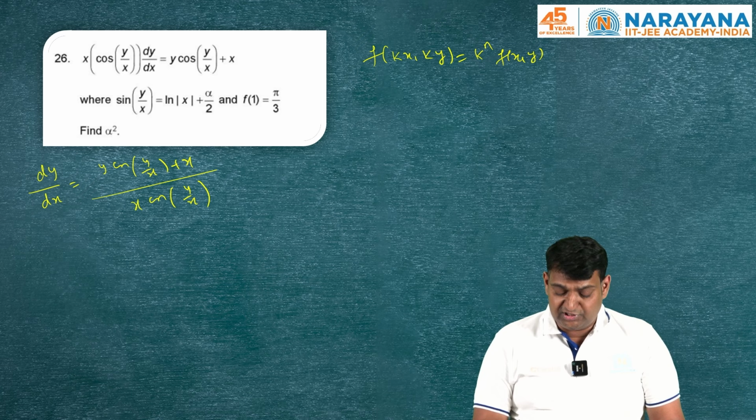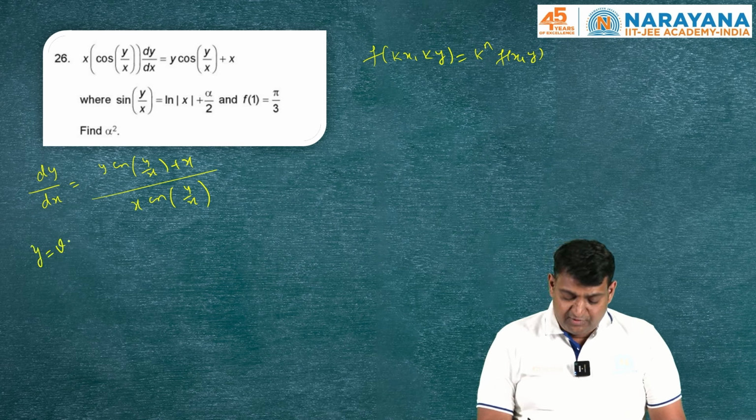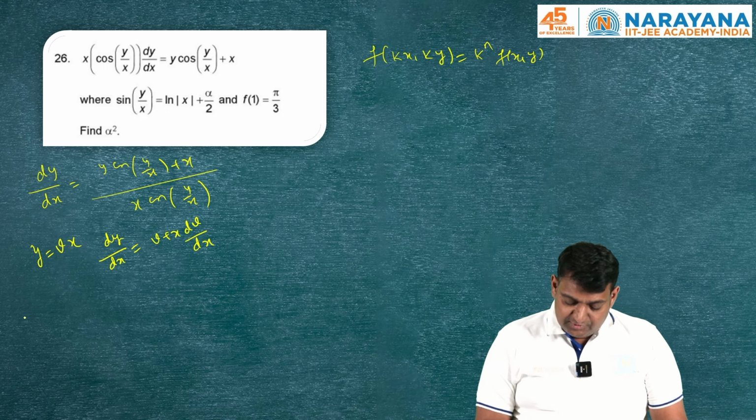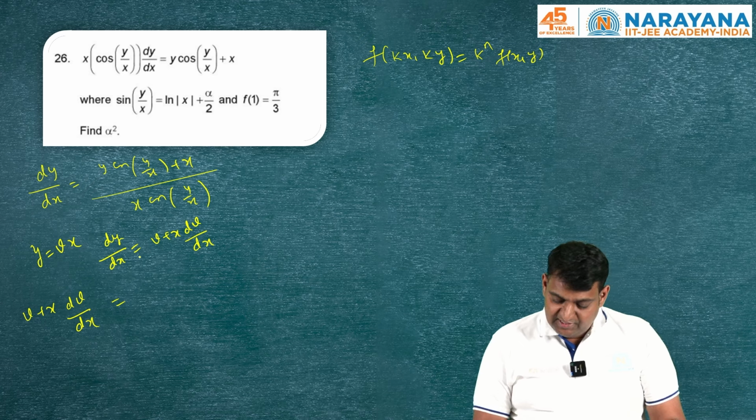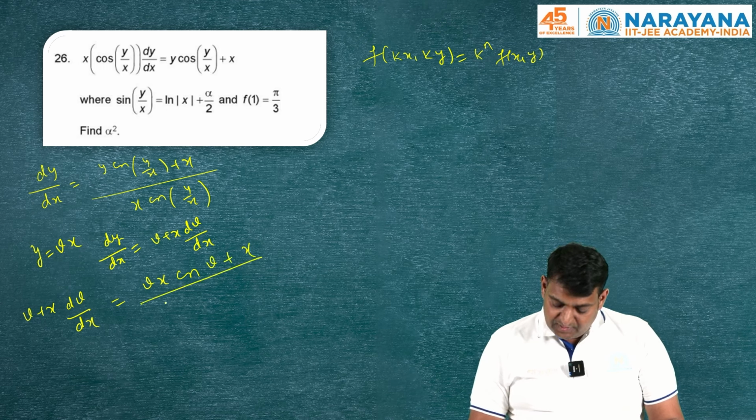How do you solve the homogeneous equation, if you remember? Put y equal to vx. So, what is dy by dx? v plus x dv by dx. Let us do this substitution. What you'll get? v plus x dv by dx is, y is what? vx. vx into cos of y by x is what? v plus x by x cos v.